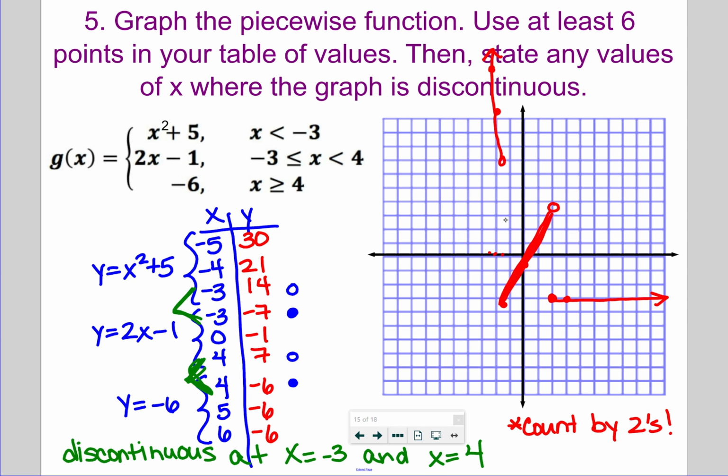Or you can see that on the graph as well. At -3, it jumps from one piece to the next, and then again at 4, it jumps from one piece to the next. So we say that it is discontinuous there.